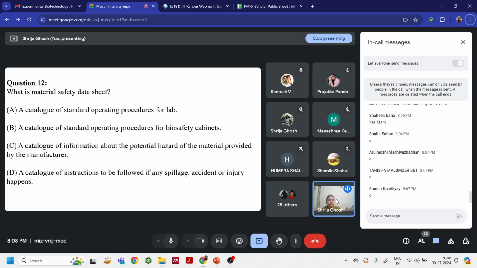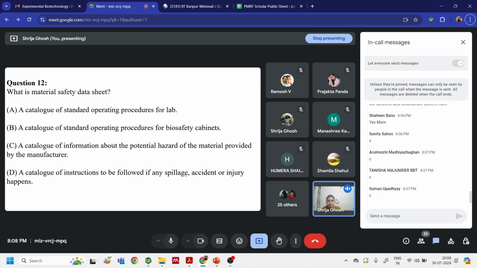If you go to any company's website, Sigma, Merck, you will see a tab saying material safety data sheet. With every chemical we get a material safety data sheet, MSDS, and that MSDS tells us the safety instructions that should be known before handling that particular chemical.